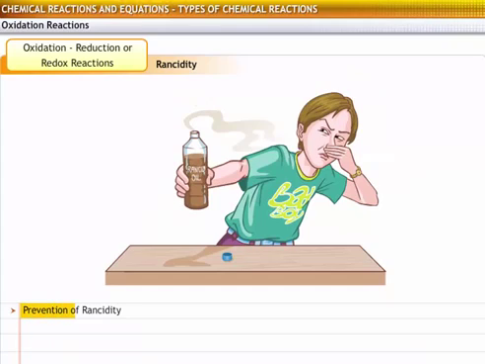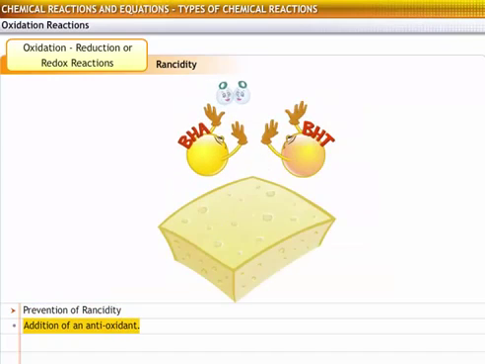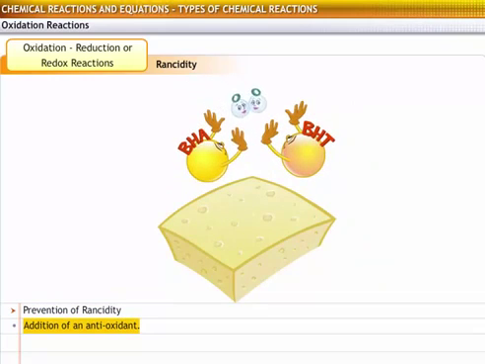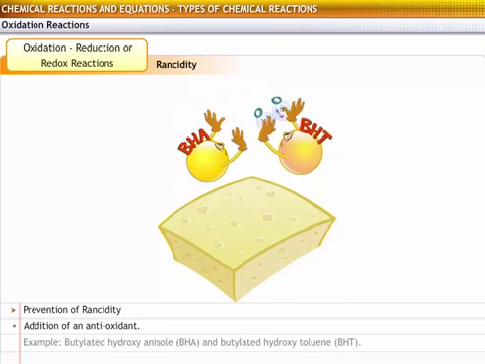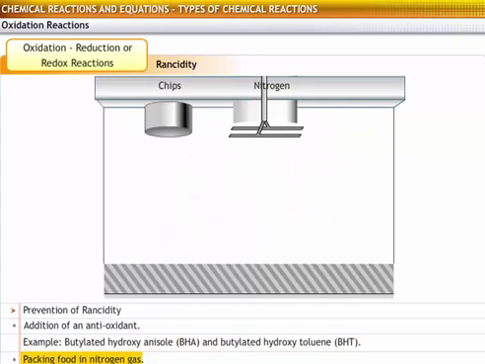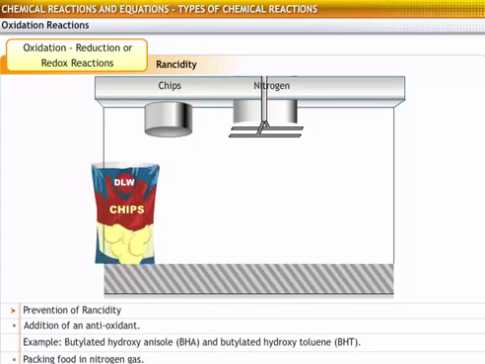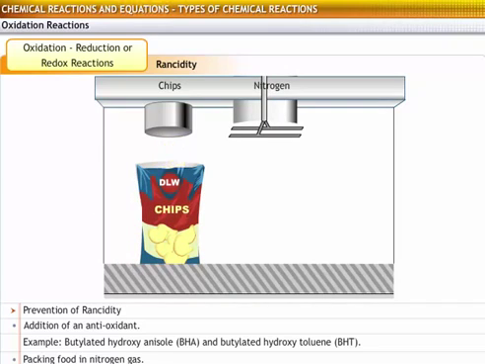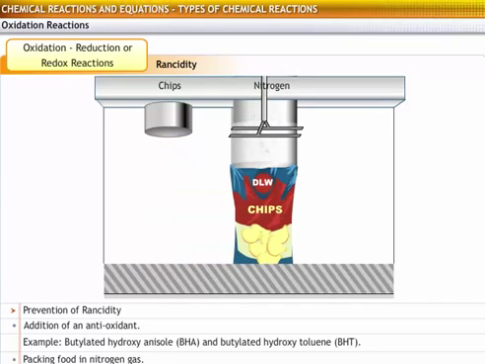Two ways to protect food from rancidity are addition of an antioxidant. An antioxidant is a substance that prevents oxidation. Two common antioxidants used in food are butylated hydroxyanisole (BHA) and butylated hydroxytoluene (BHT). The other way is packing food in nitrogen gas, as nitrogen prevents oxidation of food. For example, rancidity in potato chips can be prevented by flushing the bags with nitrogen while packing.